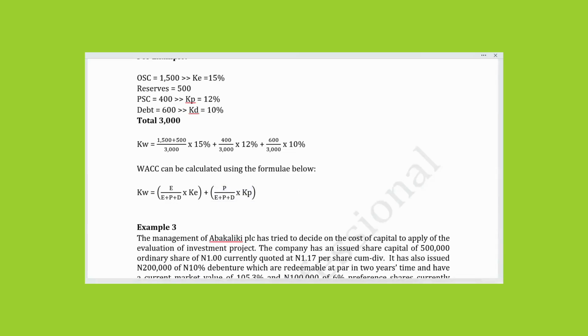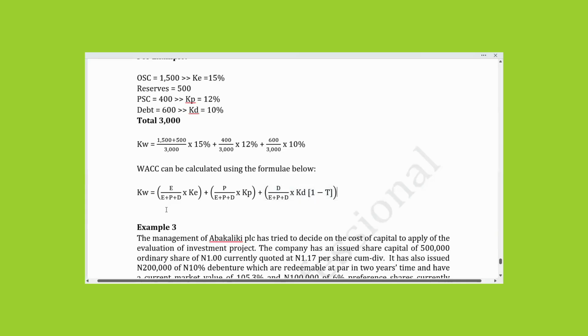Then, of course, plus value of debt, which is D, divided by equity plus preference plus debt. Then multiply by after-tax cost of debt. So that's what you are supposed to do. This one will be 1 minus T, 1 minus tax. All right. So that's that.